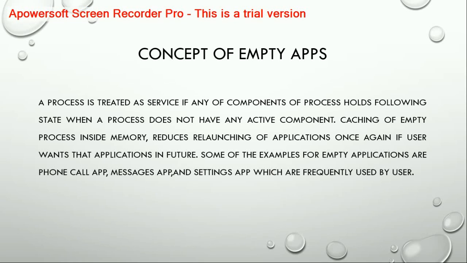Now talking about the optimizations at the framework level. The Activity Manager Service is responsible for caching the empty apps in the background. Empty apps are the processes that have no active component running in the system, but they are still in the memory, so that the launch time of the applications can be reduced. So we can add some modification to the Activity Manager Service, so that it caches the processes efficiently and the launch time of the applications can be improved.